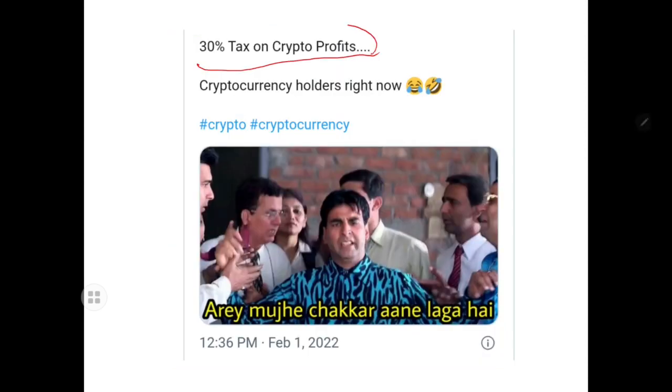Then you know about this meme, the 30% tax imposed on crypto profits. So मुझे चक्कर आने लगा है. This is the meme.